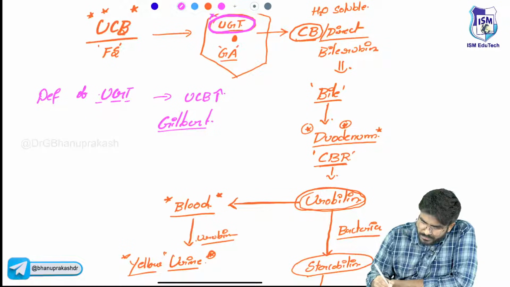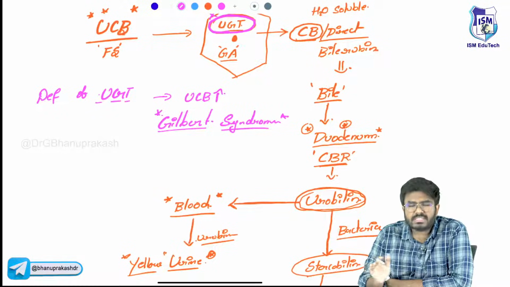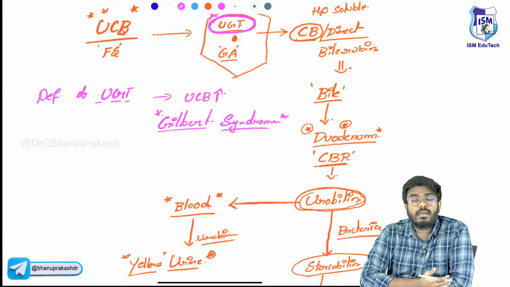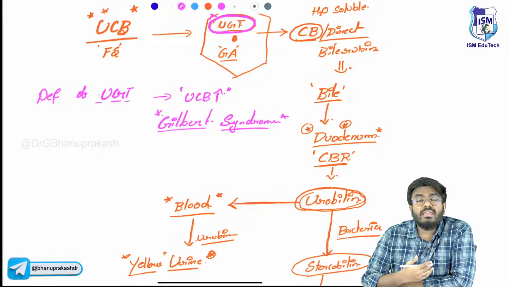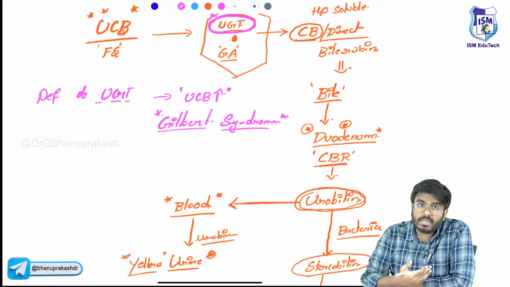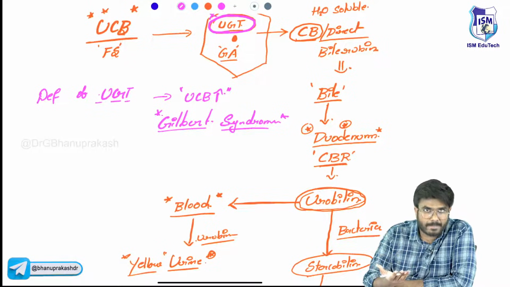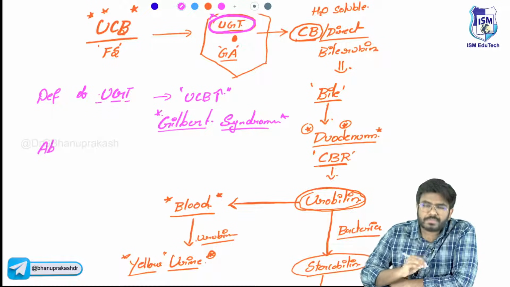Okay, Gilbert syndrome. Some people call it Gilbert's, but the pronunciation is actually Gilbert syndrome. Deficiency of UGT will cause an increase in the unconjugated bilirubin levels. If you have an increase in unconjugated bilirubin, it is going to get deposited in the body, and that will cause jaundice.